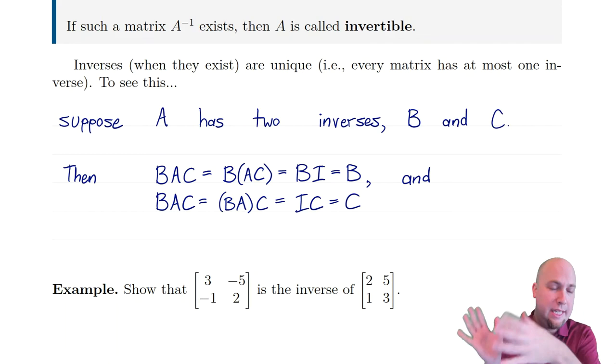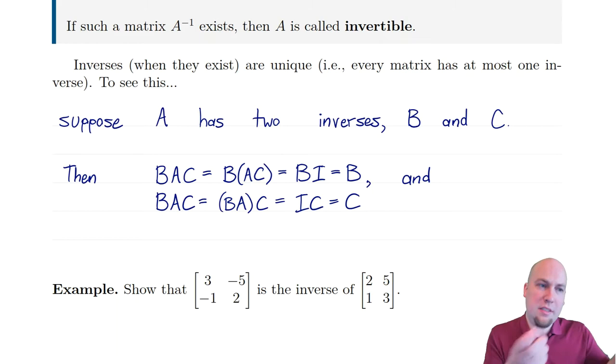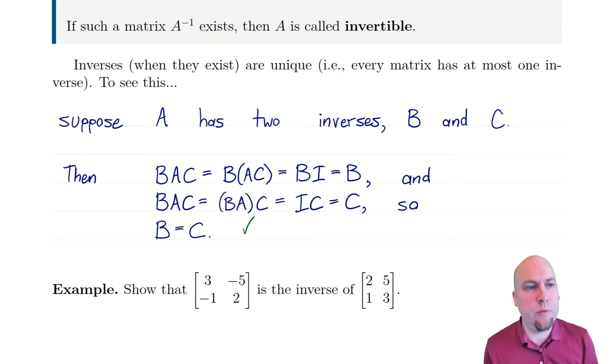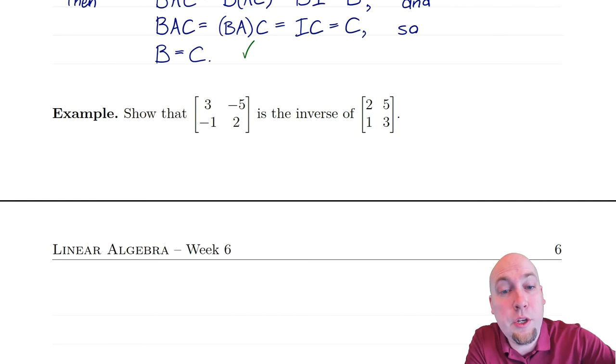C is equal to this, which is equal to this, which is equal to this, which is... C is equal to B. Okay, so these two inverses that we found are actually equal to each other. So really there is only one inverse. You're never going to get two or more inverses, because you could run through the same argument and see that all of those inverses are actually the same matrix. So inverses, if they exist, are unique.